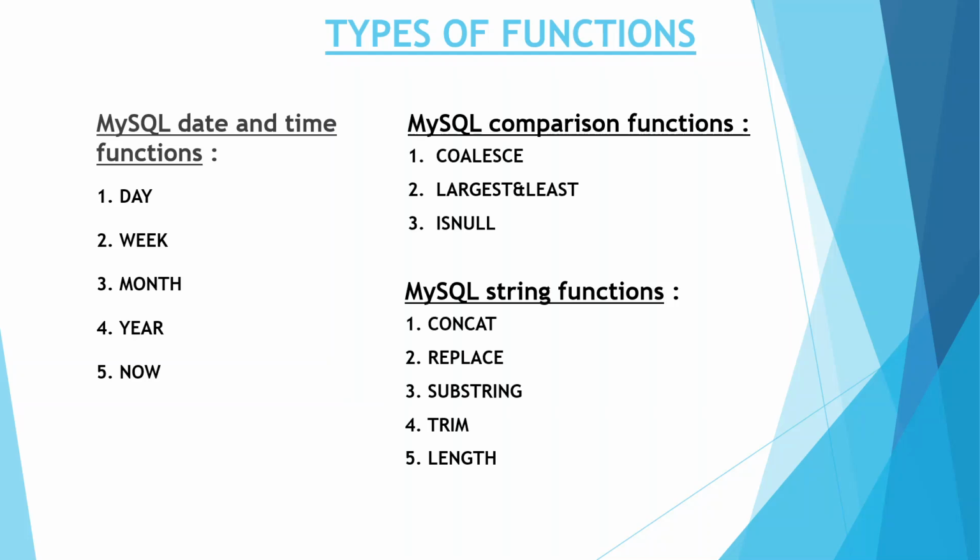MySQL string functions. MySQL string functions are as follows. Concat, which is used to concatenate two strings. Replace, which is used to replace strings. Substring, which is used to extract a string, that is, whenever we want to get only some particular part of a string. For example, if we use something like Andhra University, we can get the substring there. Substring can be Andhra as well as University. Substring is actually used to break the string.